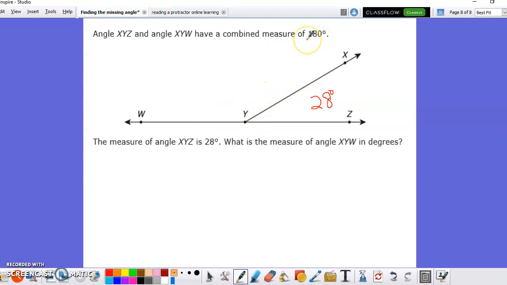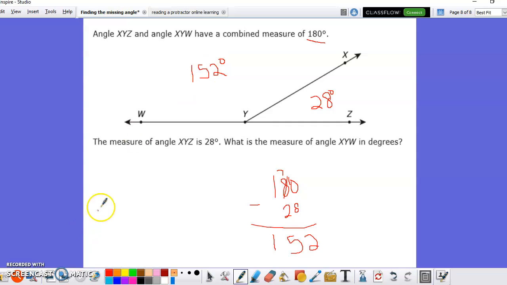So I know that this whole measure is 180 degrees. This angle here is 28 degrees. So I'm just going to subtract 28 from 180. And there's more on the bottom, so I need to regroup. This 8 becomes a 7. This 0 becomes a 10. Now I have 2, 5, and a 1. So this angle right here, 152 degrees, is an obtuse angle. It does measure more than 90 degrees.